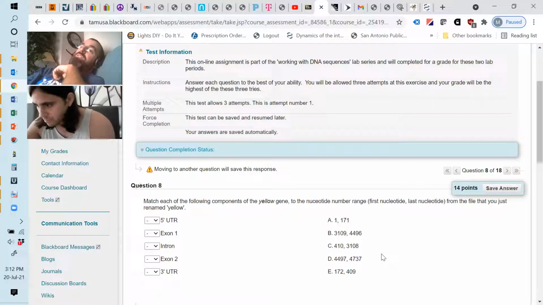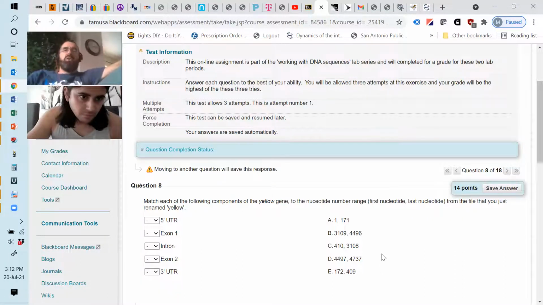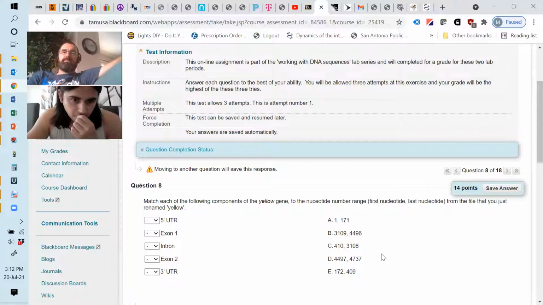What comes first in a eukaryotic gene? After the promoter, we're talking about the actual part of the gene which is transcribed. What comes first?